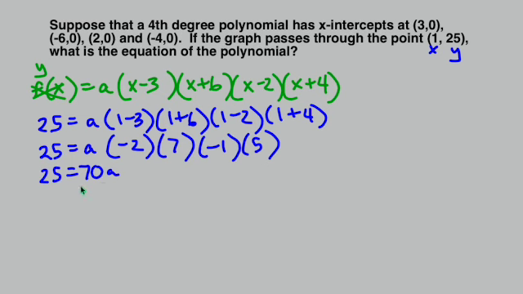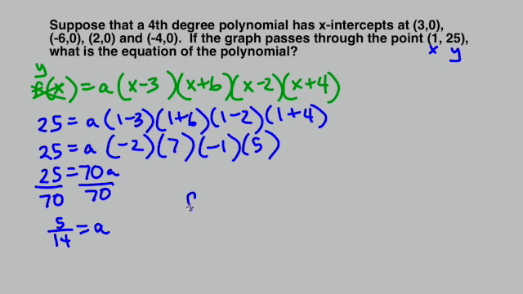And then if we go ahead and divide both sides by 70, we're going to get this. And I can divide 25 and 70 both by 5. So if I divide 25 by 5, I get 5. And if I divide 70 by 5, I get 14. So in reduced form, a is going to be 5 over 14.